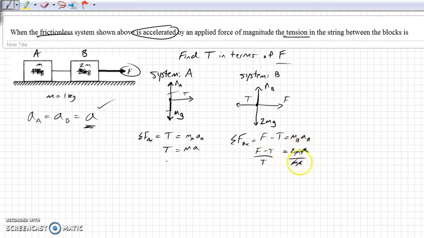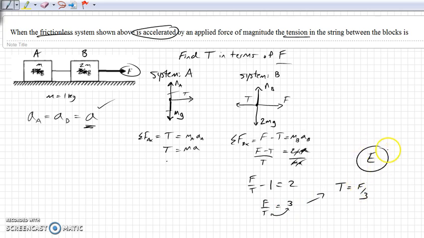The mass and the acceleration cancel out, and I'm left with F over T minus T over T, which is just 1, equals 2. So then that means that F over T is equal to 3, and if I multiply both sides by tension and divide both sides by 3, then these two things flip-flop, and what I end up getting is that tension would be equal to F over 3, which again is option E, and that's what we're looking for. Now, this is not as messy as the other approach, but if you don't get it, that's okay.